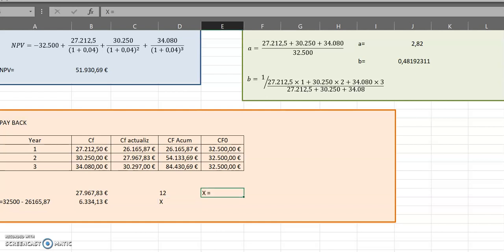So this is a simple rule of 3. You just calculate it and your result is 2.71, which means it's almost 3 months. So this company needs 1 year plus 3 months in order to recover the investment.